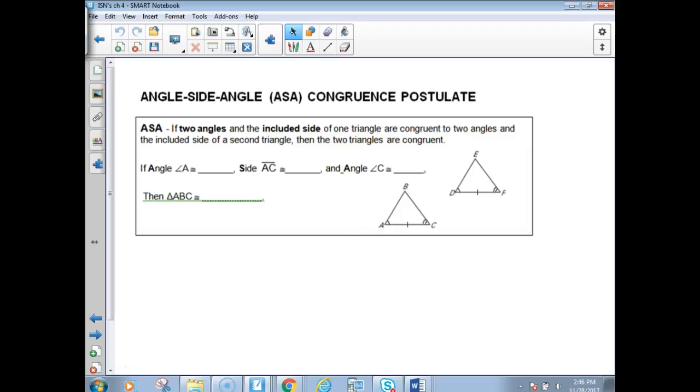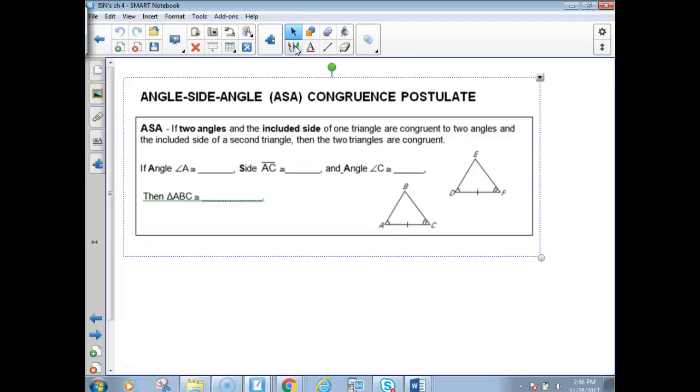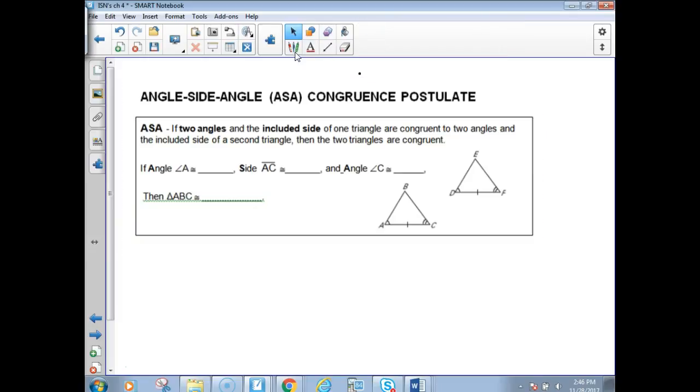Okay, in your ISN, we're going to talk about two more angle congruence postulates or theorems today. There we go. We're going to look at the angle side angle congruence postulate.